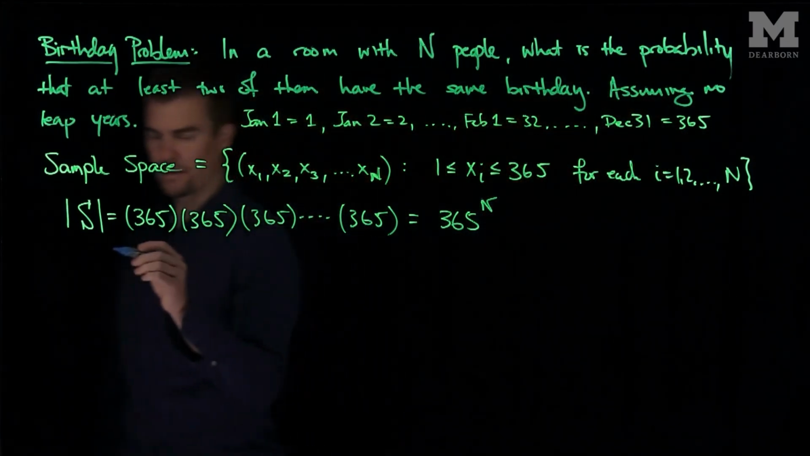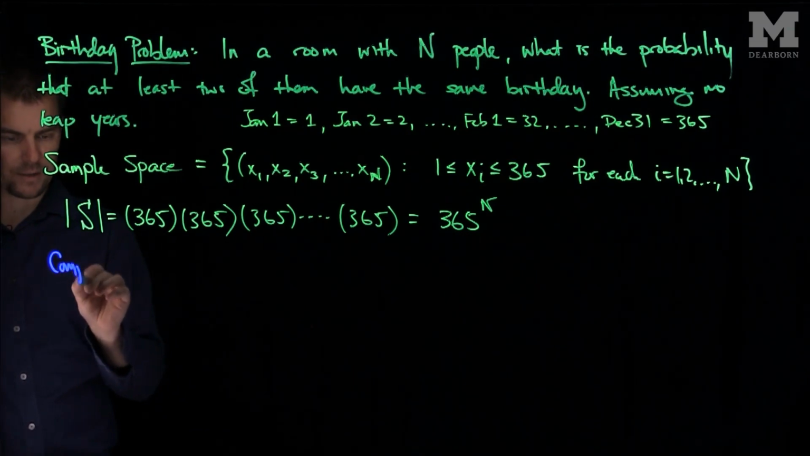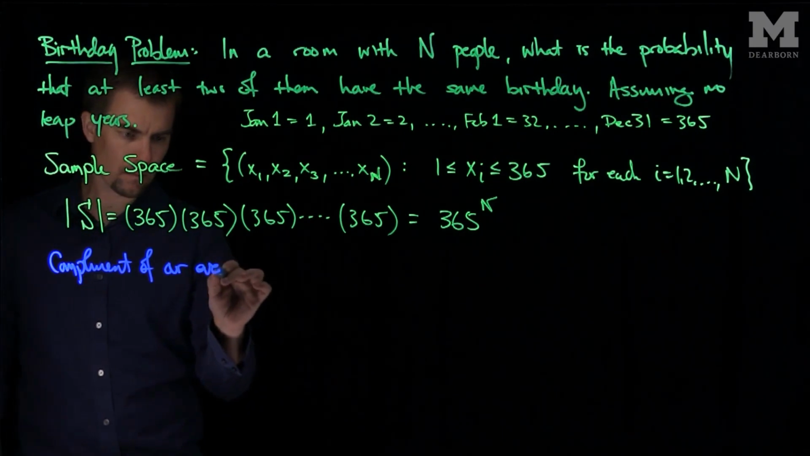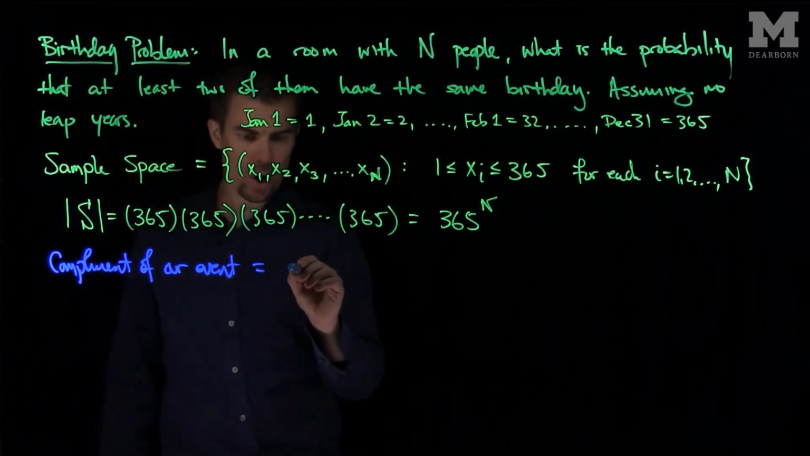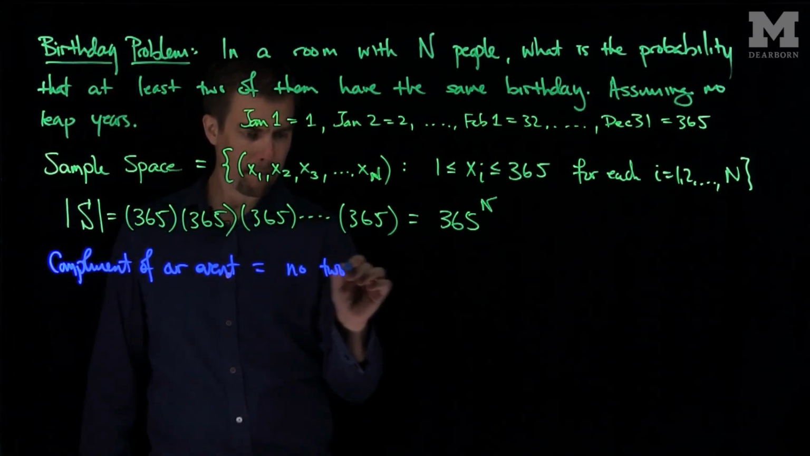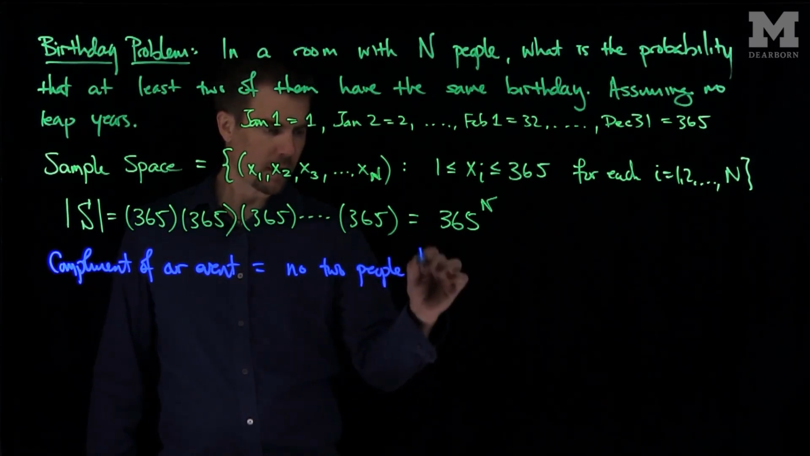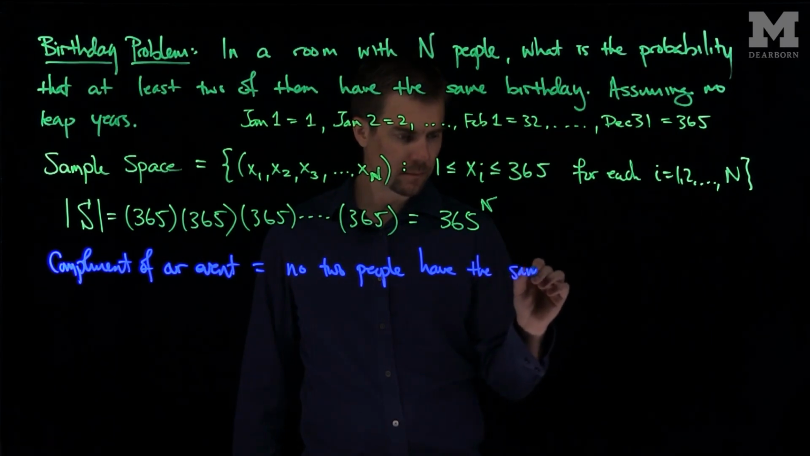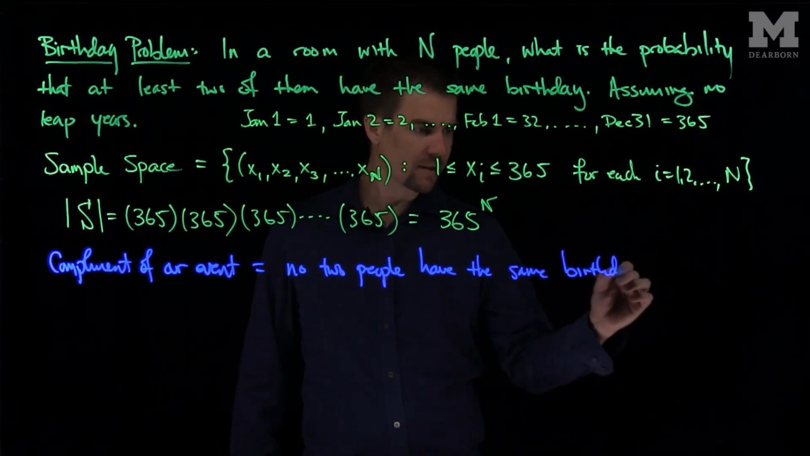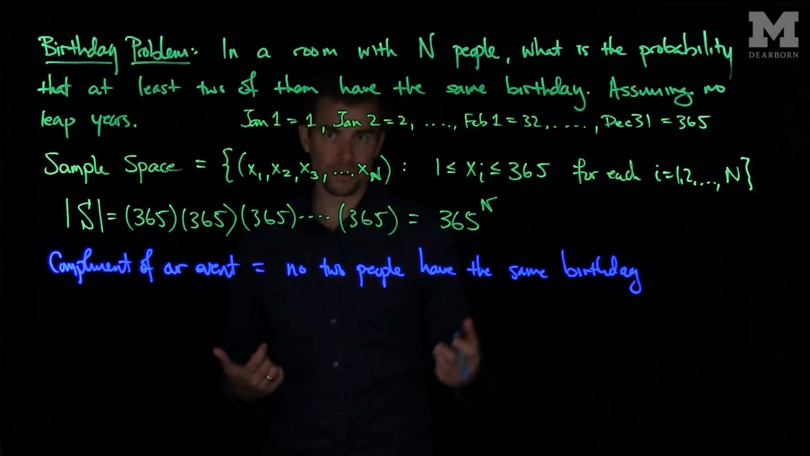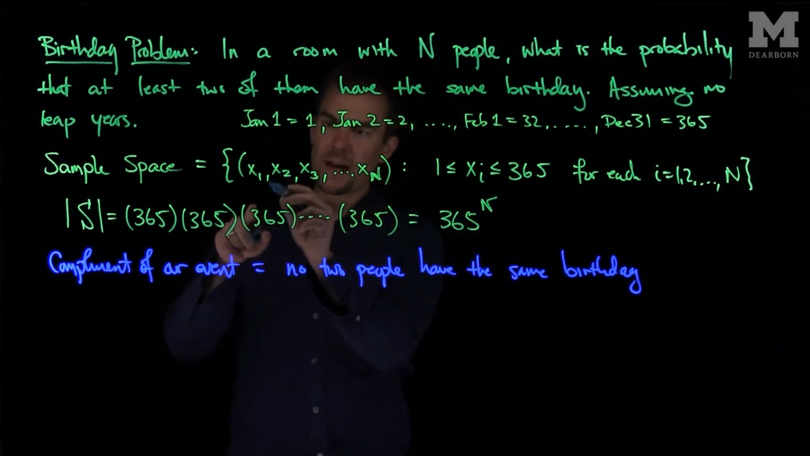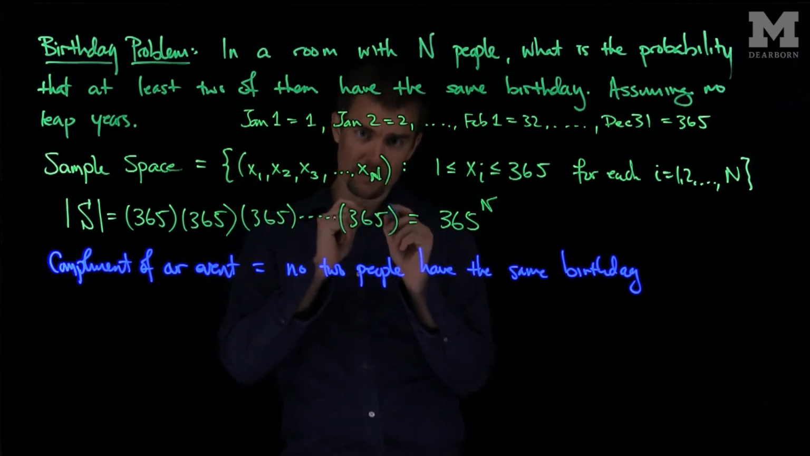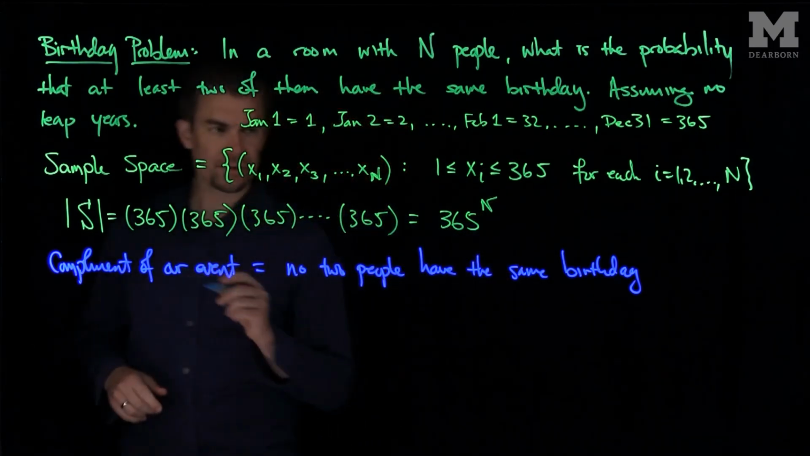So I'm going to look at the complement of this. The complement of our event is that no two people have the same birthday. That means of all of these n people, they all have different birthdays. If they all have different birthdays, that means x1, x2, x3, all the way up to xn correspond to different numbers. So let's see what happens.